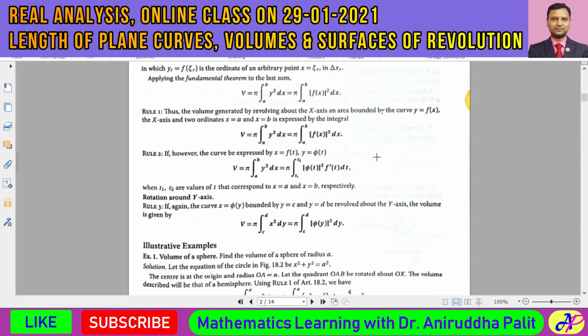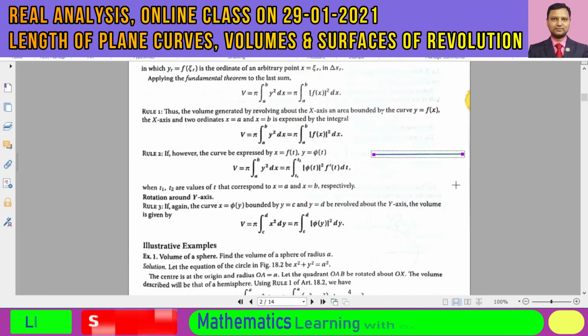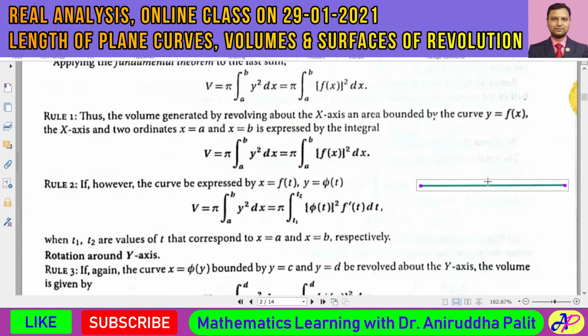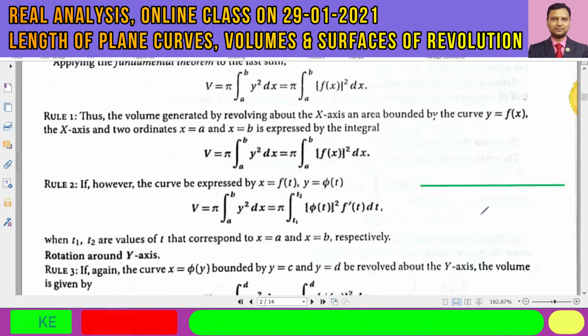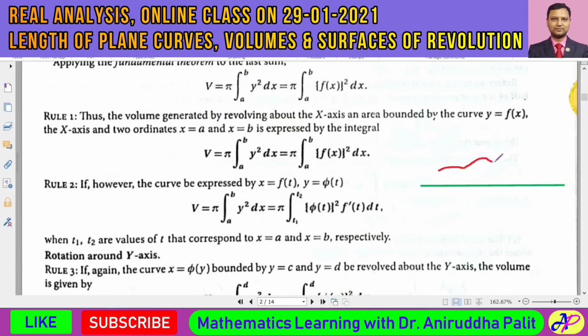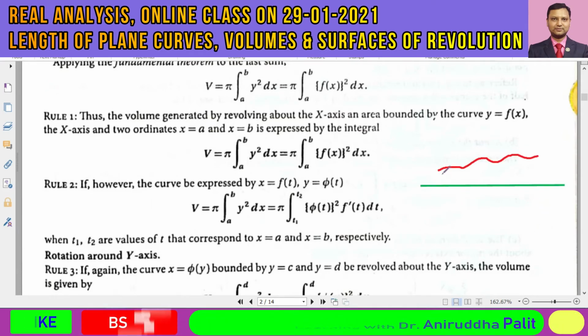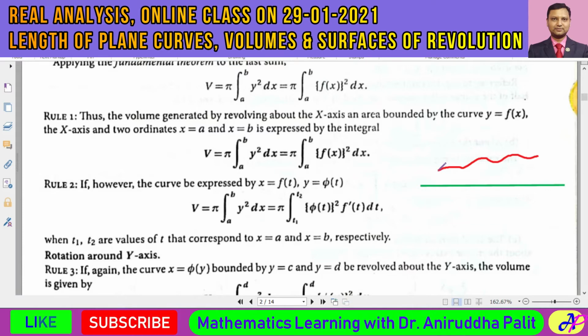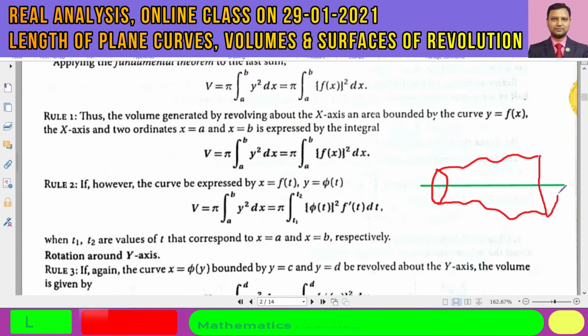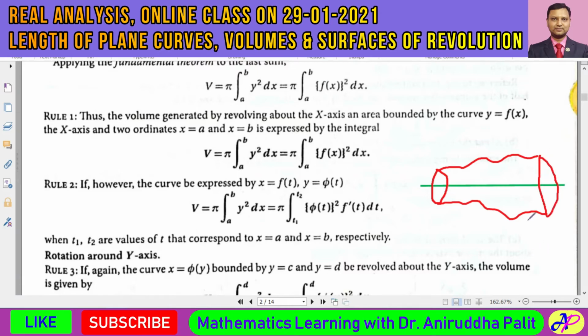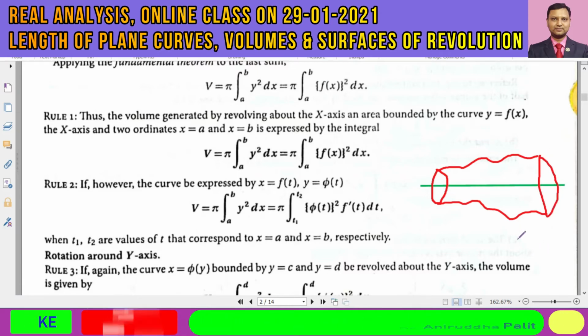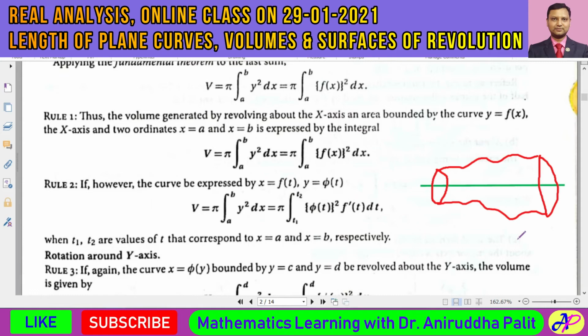Let me show you this picture over here. Suppose about the x-axis we are rotating a curve. About the x-axis we are rotating this kind of curve. Then after rotation, we would get this kind of surface. And let me first show you the formula for volume of revolution.